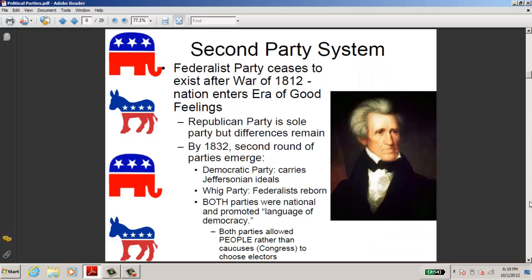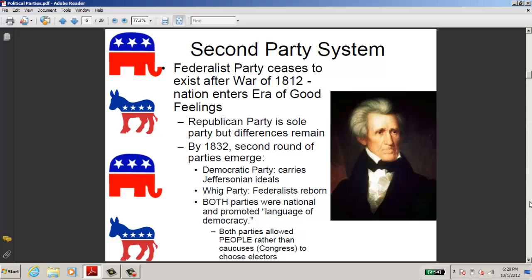The second party system will be created after the death of the Federalist Party, which comes after the War of 1812 as the nation enters the era of good feelings. So the Republican Party is the sole party, yet geographic differences remain. New England with its manufacturing, and the South with its agricultural economy, and the growing West with its desire to see internal improvements. Different regions have different economic priorities. And as a result, the Republican Party splits into multiple factions.